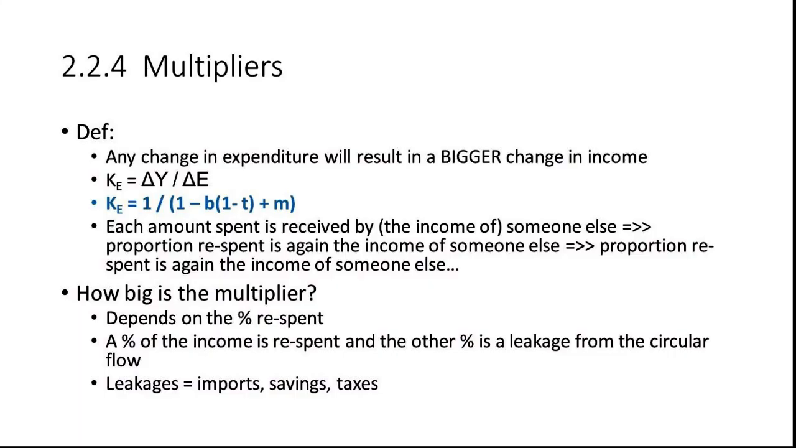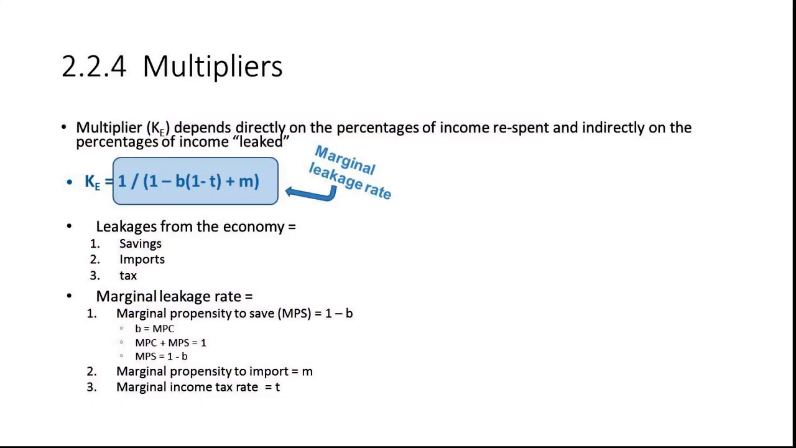This percentage also depends on leakages from the so-called circular flow. So imports, that's money flowing out of the economy. Savings, that's money being taken out of the circular flow. And taxes is also a leakage from the circular flow. So these three factors remove money from consumers' pockets, from the economy, and it then reduces the impact of the multiplier, which we'll see in a minute. Now, this gives you the formula for the multiplier. It tells you what the leakages are: savings, imports, and taxes.